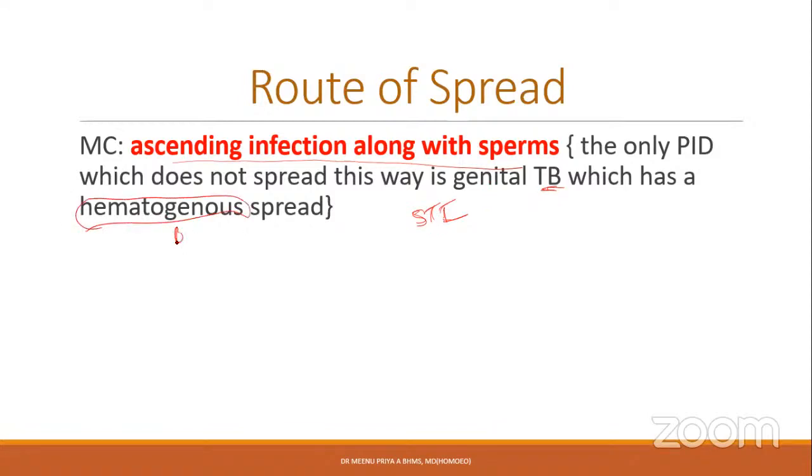Hematogenous means blood. So chlamydia occurs as an STI with ascending infection. One exception to this is not gonococci, just remember TB, I was confused. So TB, genital tuberculosis.